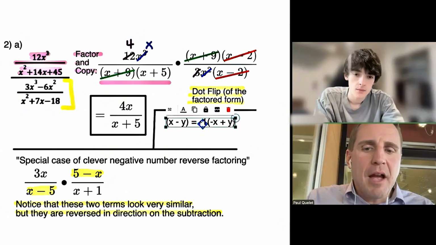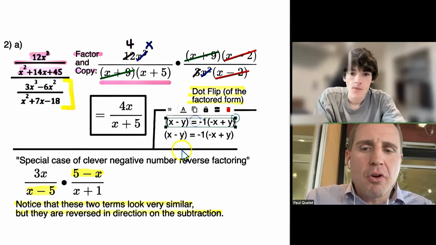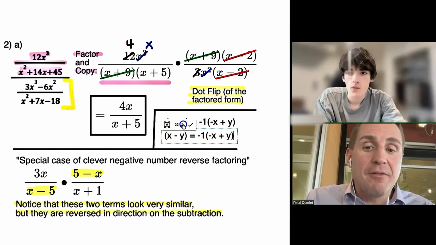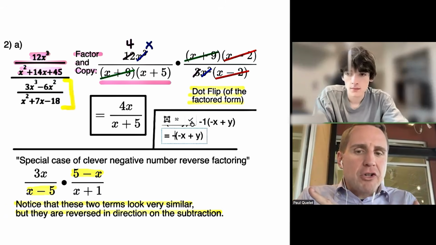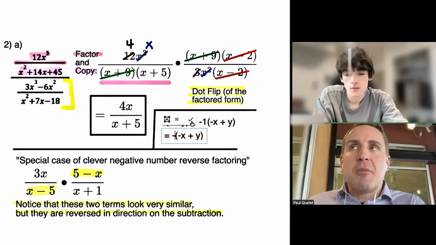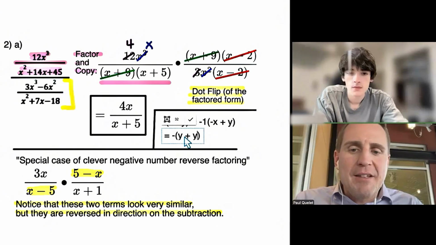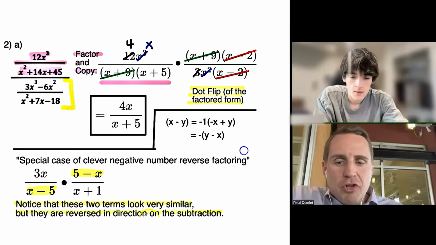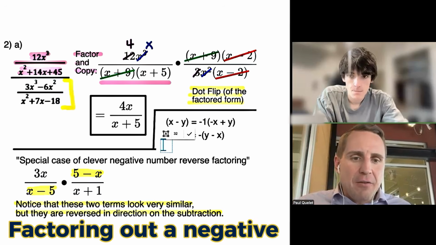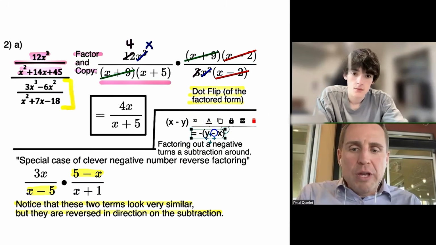But notice something. This is an important notice. Typically, we don't write the number -1. We just write negative when we factor out a negative. And negative x plus y, we can reverse the direction because we usually put the positive number in front and the minusing towards the back. So another way to write this would be negative on the outside, y minus x. So here's an important learning. This is like the key idea I want you to get out of this. Factoring out a negative turns a subtraction around.